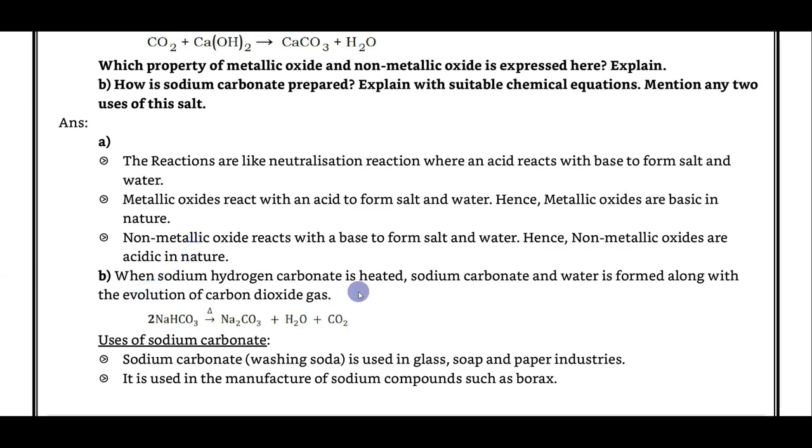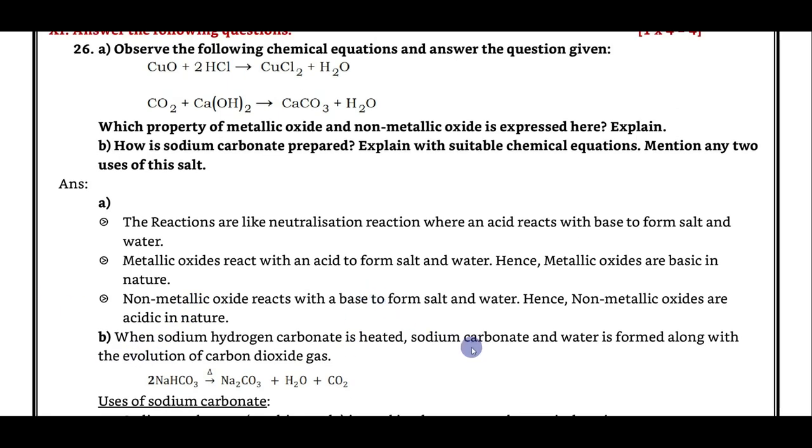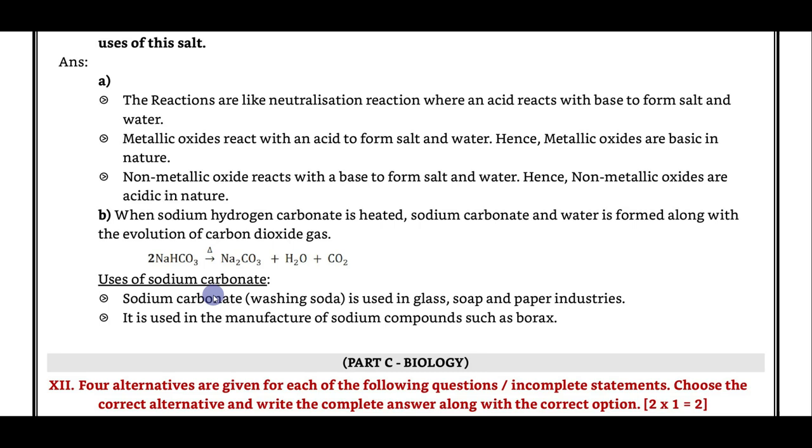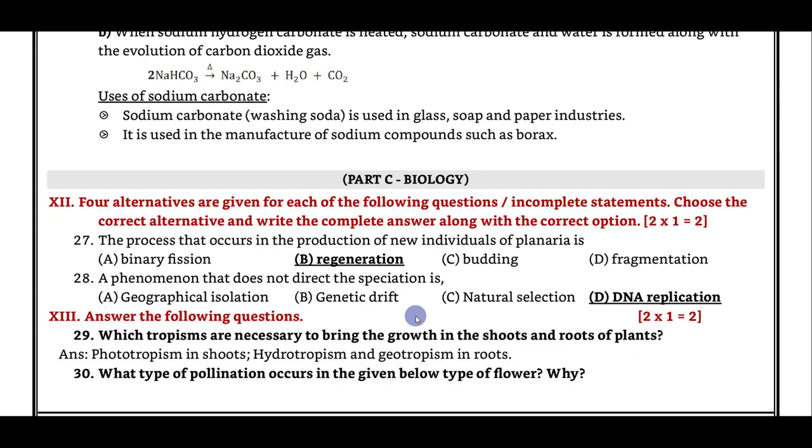When sodium hydrogen carbonate is heated, sodium carbonate and water are formed along with the evolution of carbon dioxide gas. 2NaHCO3 on heating gives Na2CO3 plus H2O plus CO2. Sodium carbonate is used in glass, soap and paper industries. It is used in the manufacture of sodium compounds such as borax.